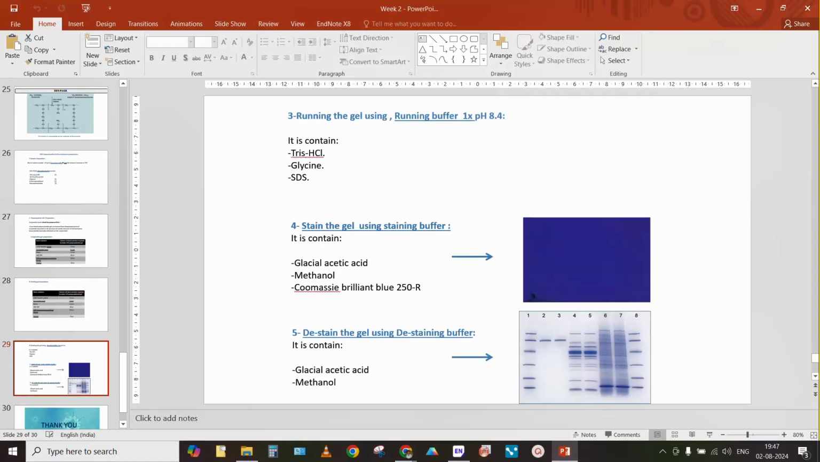The third step is running the gel using running buffer at pH 8.4, which contains these chemicals: glycine, SDS, and Tris, followed by staining the gel using a staining buffer, which contains glacial acetic acid, methanol, and Coomassie Brilliant Blue R-250, and followed by destaining the gel using a destaining buffer, which contains glacial acetic acid and methanol.